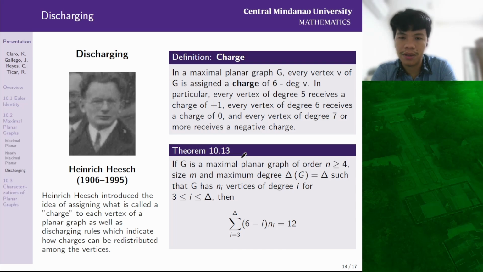So for example, if our vertex has a degree of 2, so 6 minus 2 equals 4. No? So manandayon ang iyahang current charge dayon. Now in particular, every vertex of degree 5 receives a charge of positive 1, and every vertex of degree 6 receives a charge of 0. Ganaman, 6 minus the degree of v, which is 6, 6 minus 6, may siyang 0, and of course, kung ma-exceed na siya 6, will have a negative charge. No? So, with degree 7 or more, mag-receive siya of negative charge.